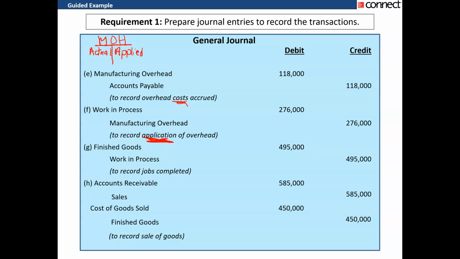And then the cost of goods sold was $450,000. Debit cost of goods sold and credit finished goods. You're crediting finished goods because the item is sold, it's no longer in finished goods, so you want to decrease finished goods by a credit.